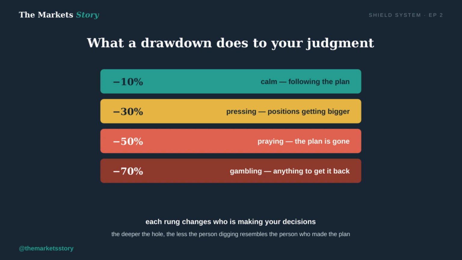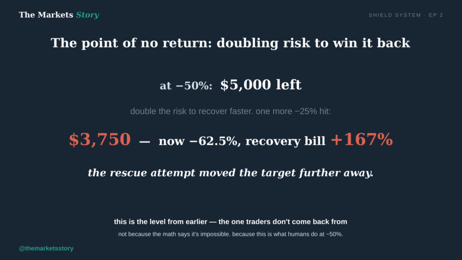And here is the level I promised you, the one most traders never come back from. It's around -50, not because the math says it's impossible. 100% recoveries do happen. It's because of what humans do there. They double their risk to win it back faster.